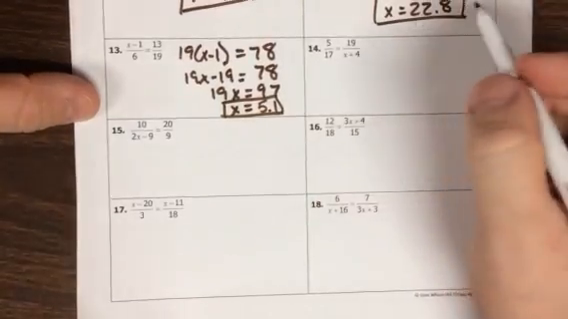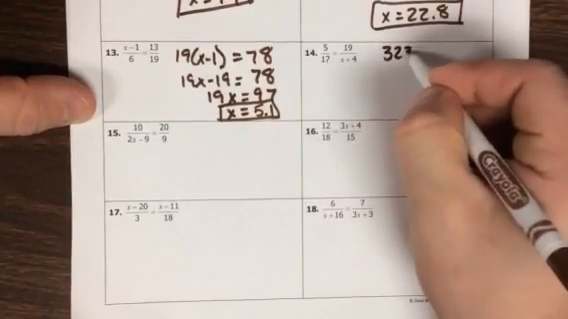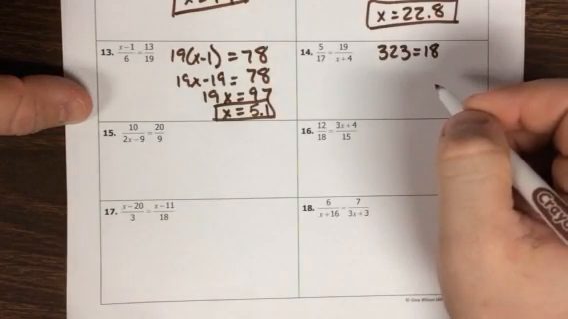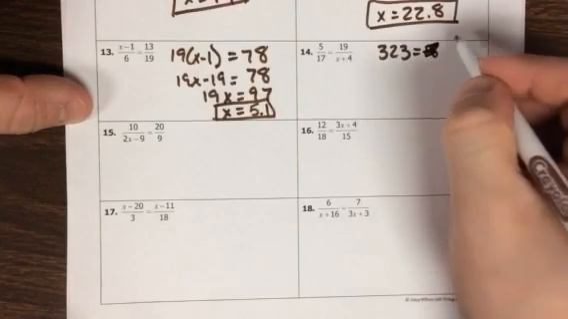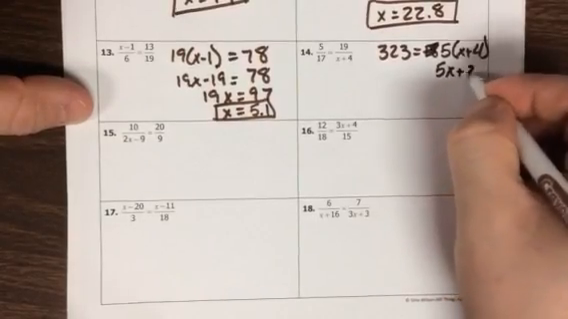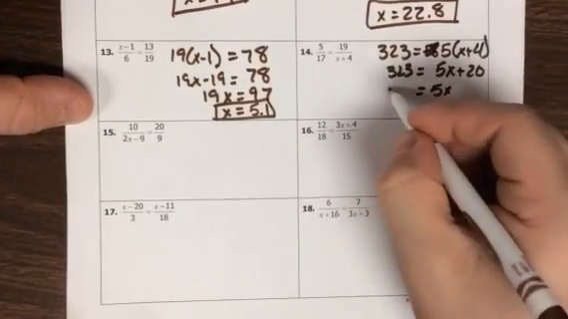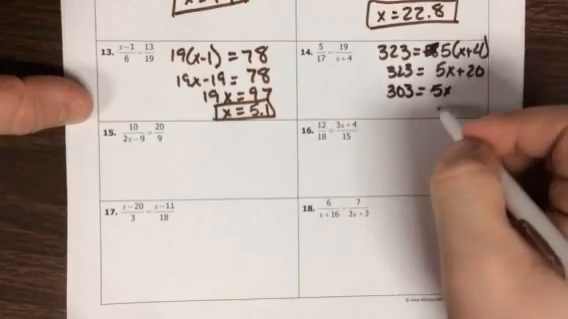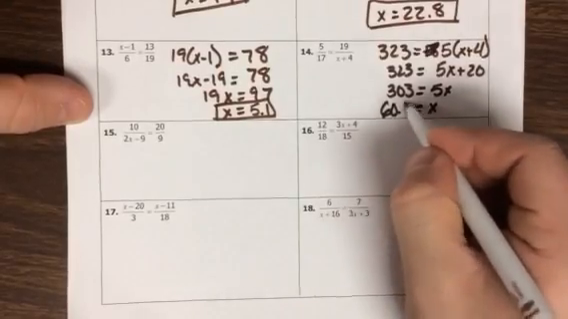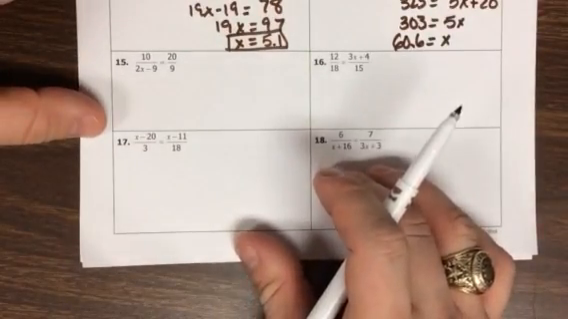Looking at the next one, 19 times 17. 19 times 17 would be 323, and that would equal, not 18, sorry, that would equal 5 times x plus 4, which is 5x plus 20 equals 323, or 5x equals 303. X must be 60.6.